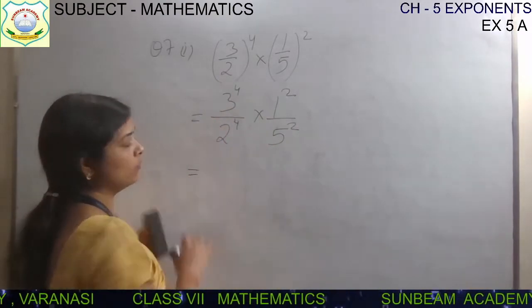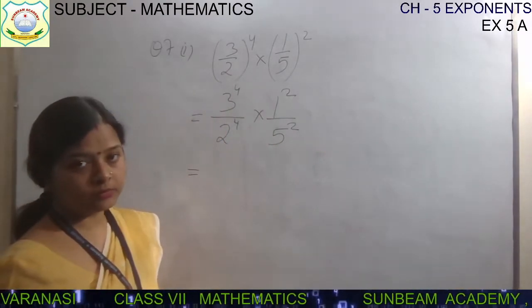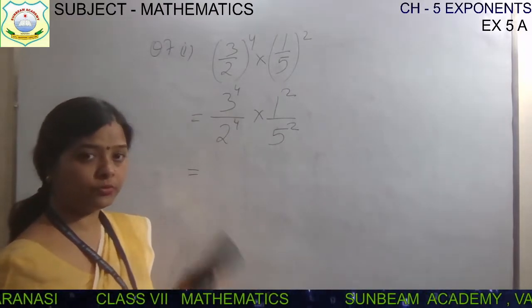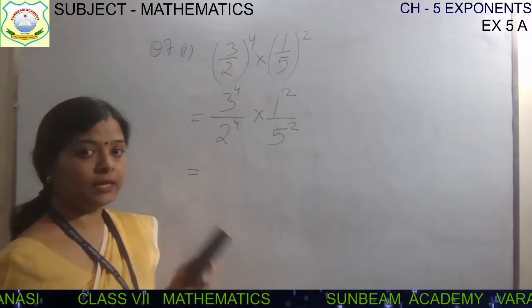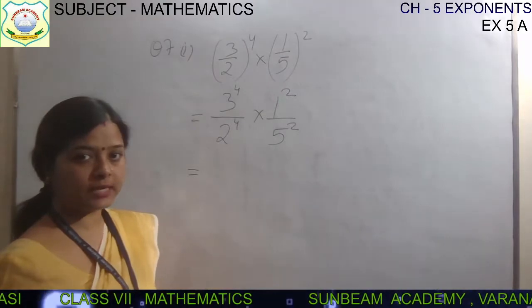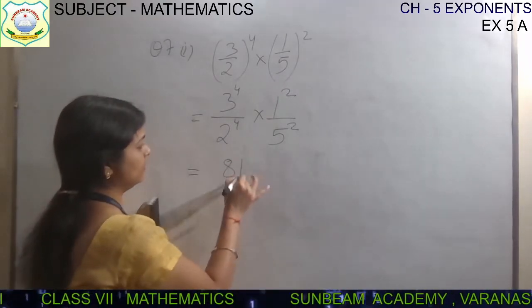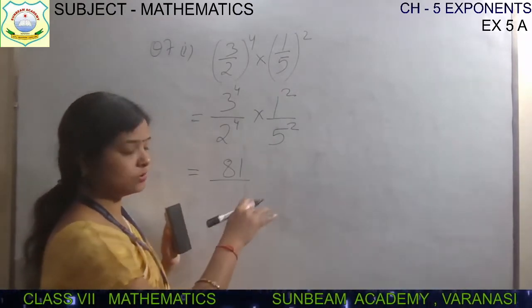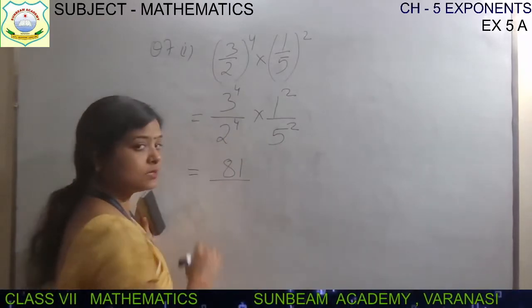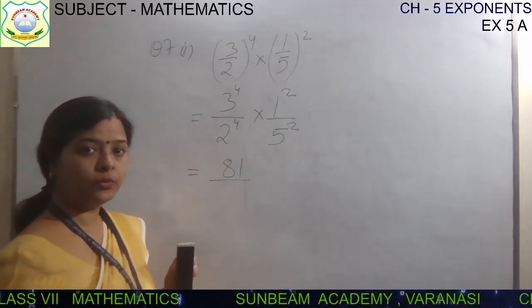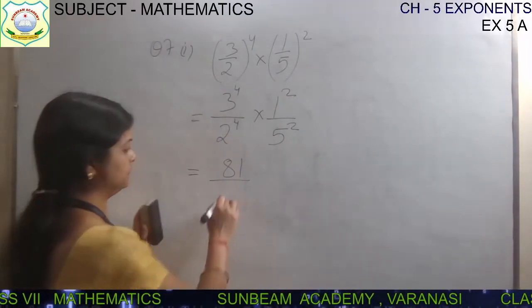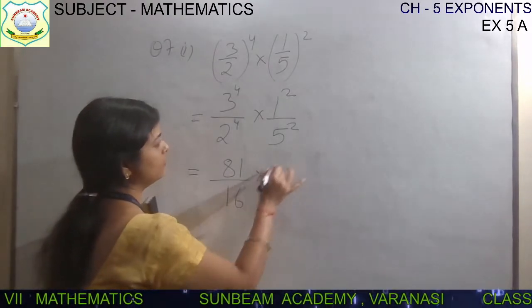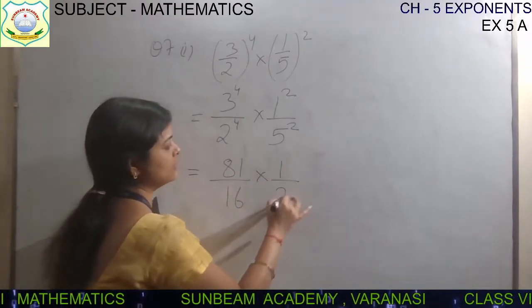3 to the power 4 is 81, okay? 3 into 3 into 3 into 3. 3 3s are 9, 9 3s are 27, and 27 3s are 81. So this is 81. You can expand and do it, it's your choice. 2 to the power 4 is 2 into 2 into 2 into 2, that is 16. Into 1 upon 5 squared, which is 25.